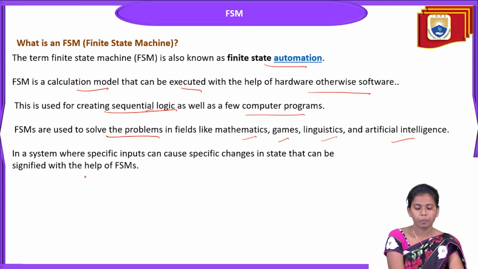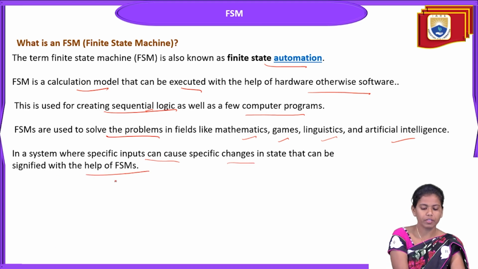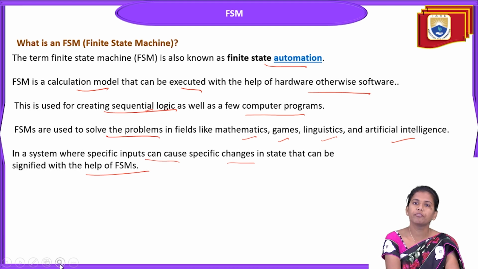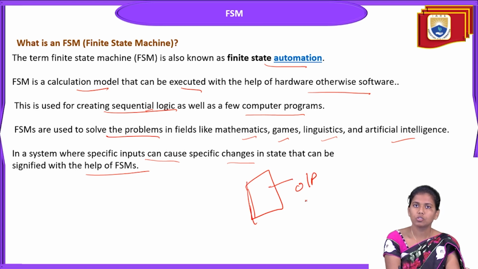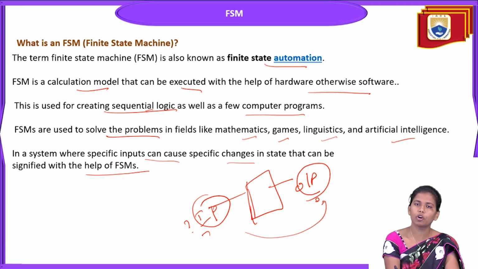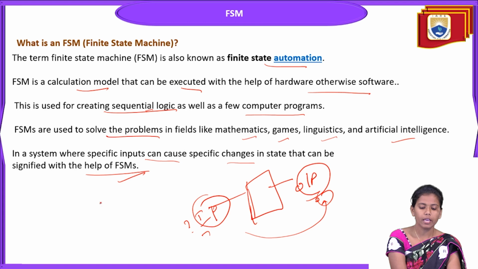In a system where specific inputs can cause specific changes in state, that can be signified with the help of FSM. If you are considering a system, you might see some changes in the output. These changes in the output can be observed only if there are changes in the input. So if there is any change in the input, obviously the output can change. This sort of thing you will observe in finite state machines.